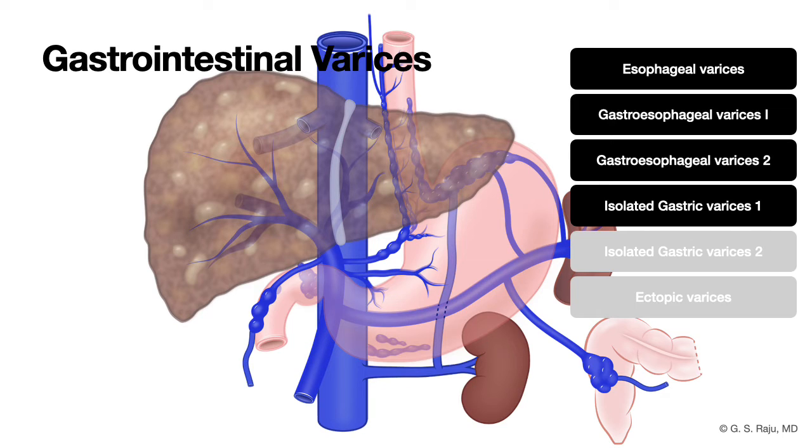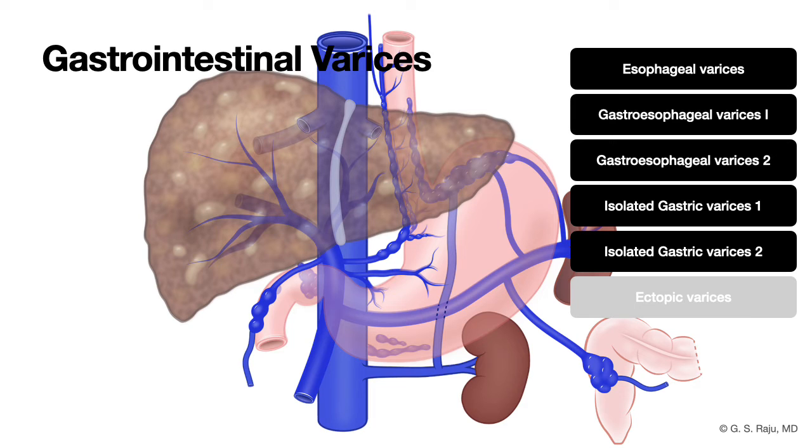Isolated gastric varices 2. These are located in the stomach, but not in the fundus of the stomach. They may be located in any place other than the fundus, could be in the antrum. These rarely bleed.